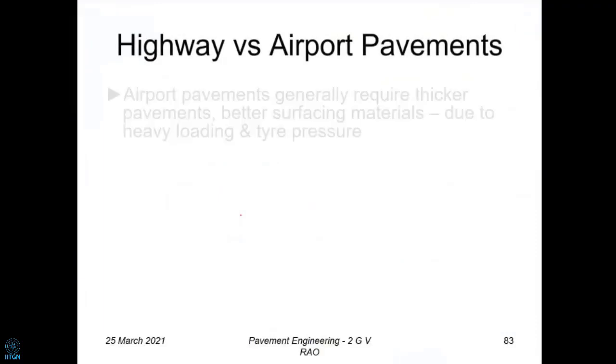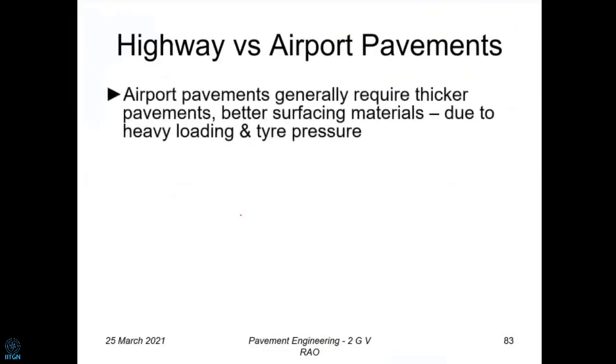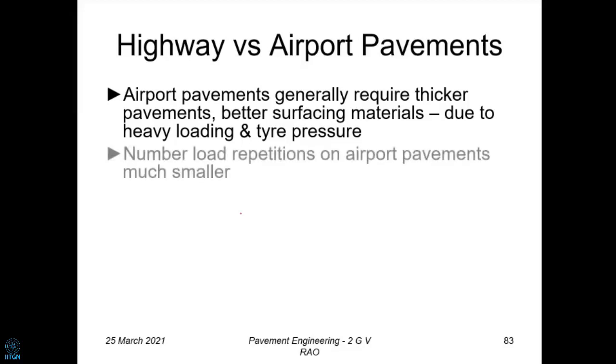So the last thing we are going to see is what is the difference between these pavements, which we say highway pavements and airport pavements. The airport pavements generally require thicker pavements, better surface materials due to heavy loading. That means the top surface layer is going to be definitely much stronger and stiffer due to heavy loading and higher tire pressures. Then the number of repetitions on airport pavements is very small actually. We will come to that when we say design; it is almost negligible compared to the highways.